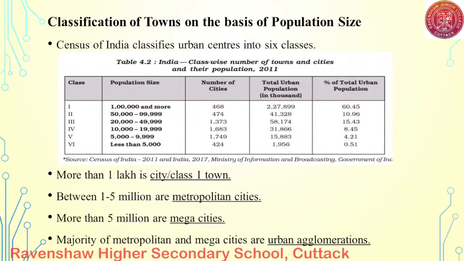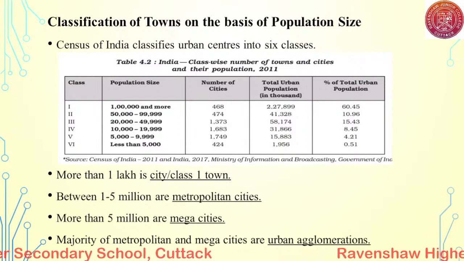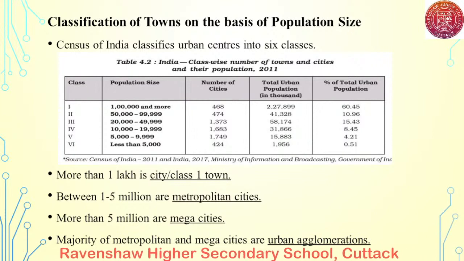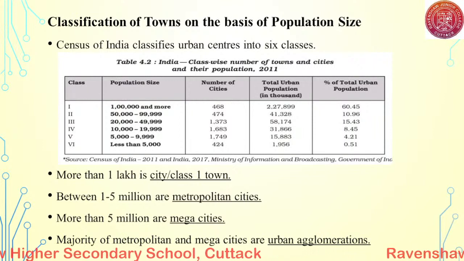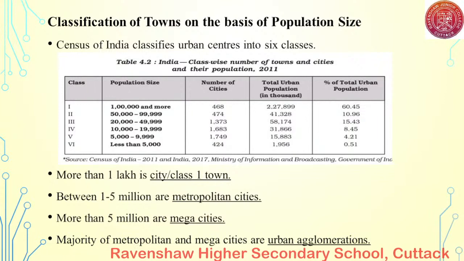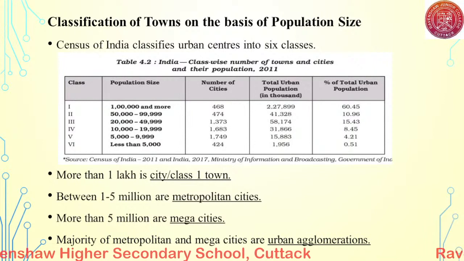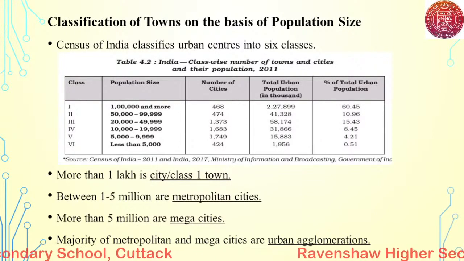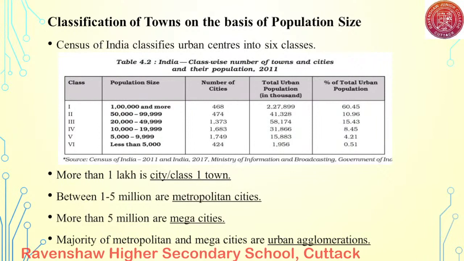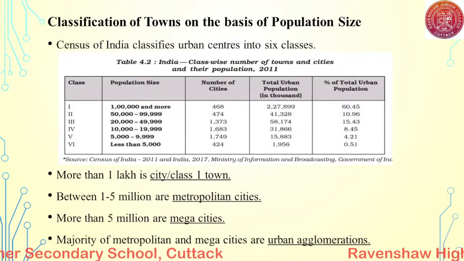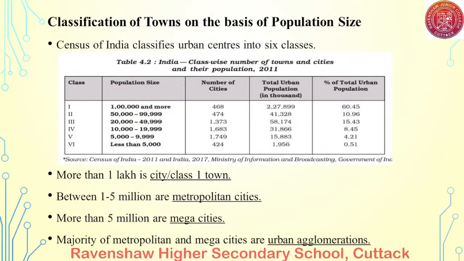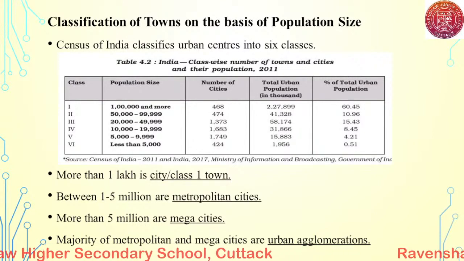The first one is the class 1 town, where the number of urban people is 1 lakh or more than 1 lakh. That is the town. The second category of urban settlement is where the population is between 50,000 and 99,999. Then the third category is the urban settlements where the number of urban people is between 20,000 and 49,999.